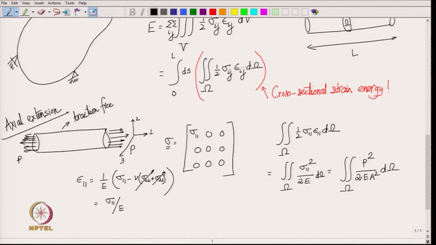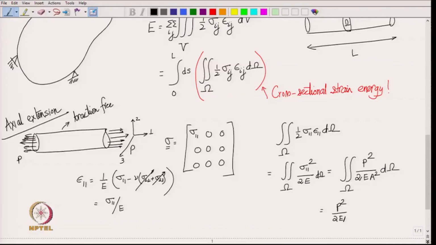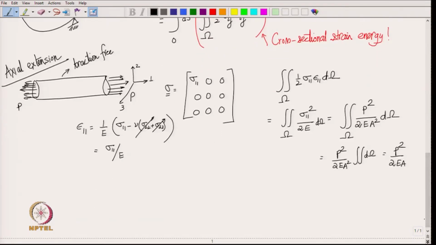Now, P, Young's modulus and the cross sectional area A, they are all independent of the position in the cross section. So, they come out of the integral and we have P square by 2 E A square times the integration over the cross section, which gives me again the cross sectional area. So, this is finally P square by 2 E A. Okay. So, the energy due to extension of the beam equals the axial load P in the cross section squared divided by 2 times E A, and E A is nothing but the extensional stiffness of the beam.